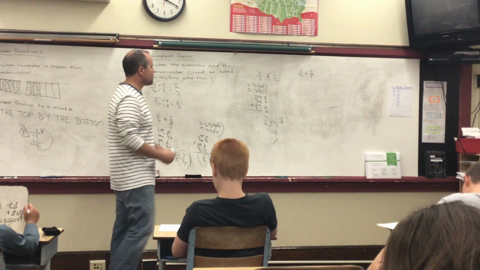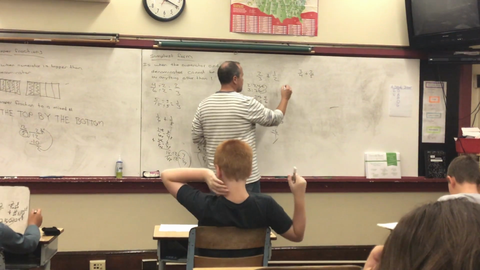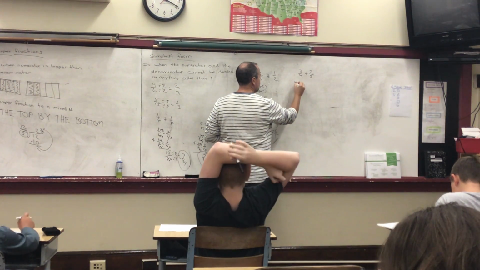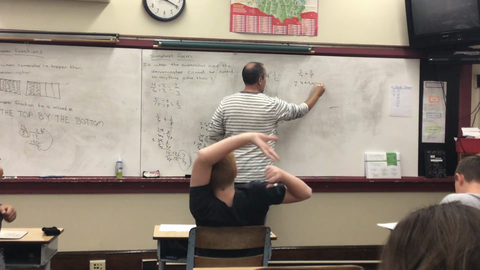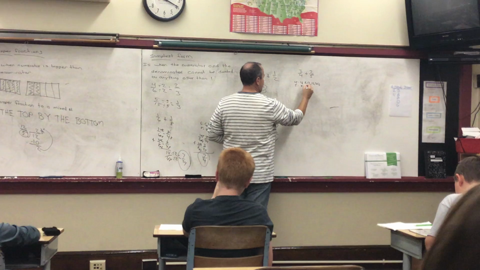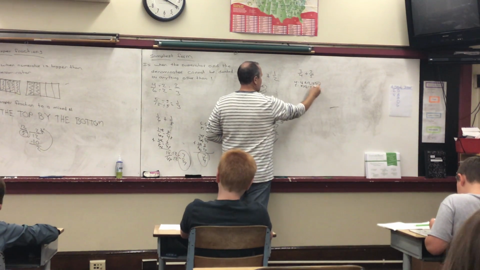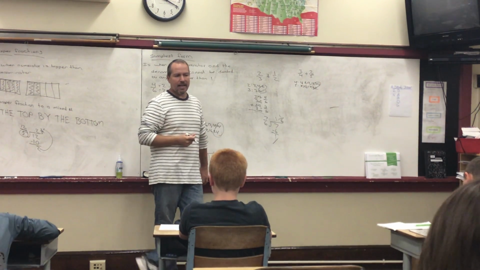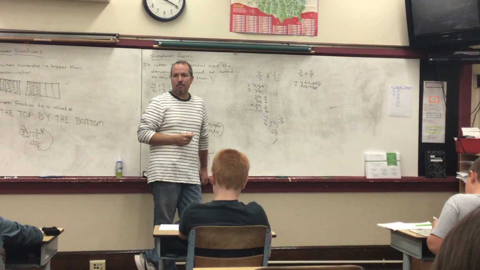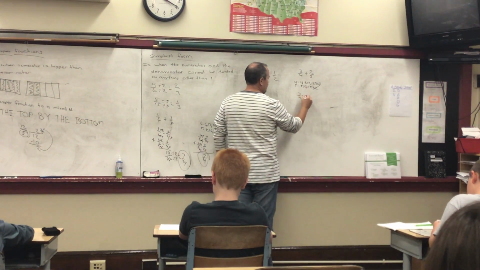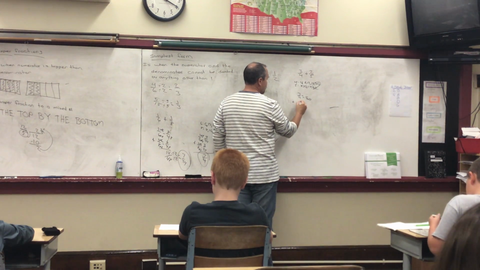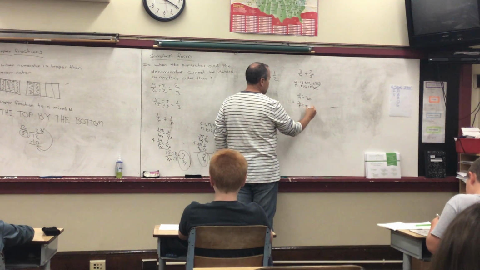Okay, let's check it. First thing we do is list the multiples of 4 and 5. 4, 8, 12, 16, 20; 5, 10, 15, 20. So 20 is our least common multiple, making that our common denominator. Everybody agree with that? Yes. Okay. So now we have 3/4 equals something over 20 plus 2/5 equals something over 20.